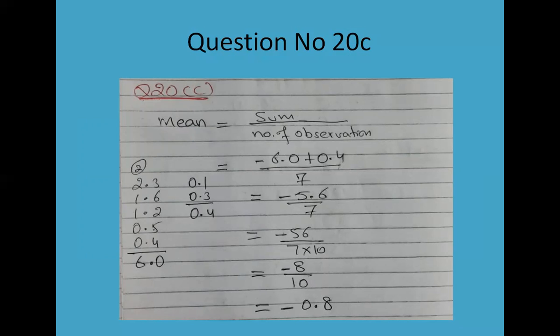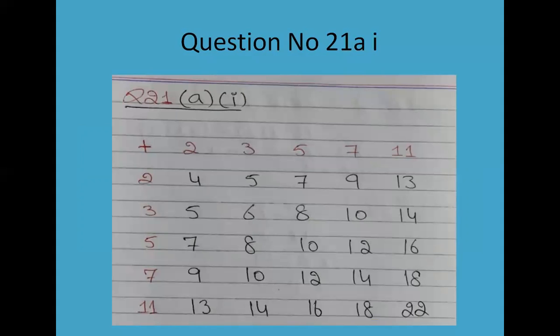So you will have minus 5.6 divided by 7, and I can remove the decimal of 5.6. So downstairs I will put a 10 there. So you will have minus 56 divided by 7 into 10. 7 and 56 are cancelled. So you will have minus 8 by 10, and that will give you minus 0.8. So the mean is minus 0.8. Okay, so that was the question number 20.